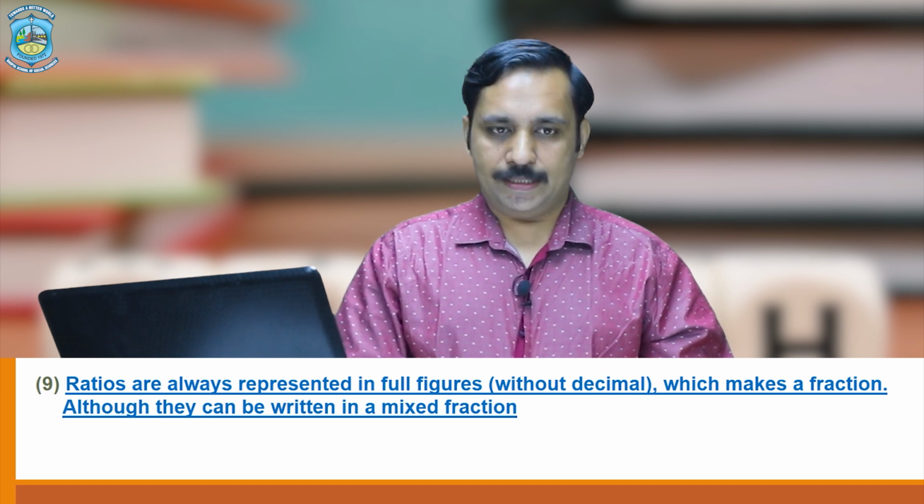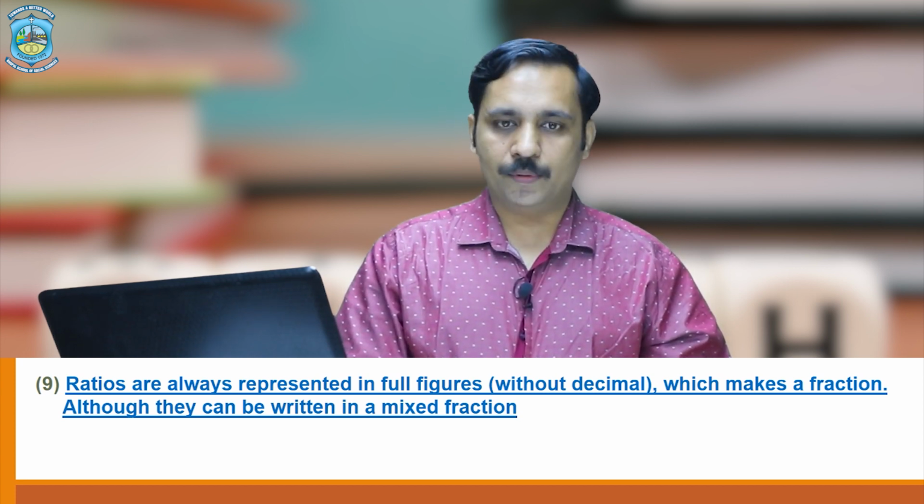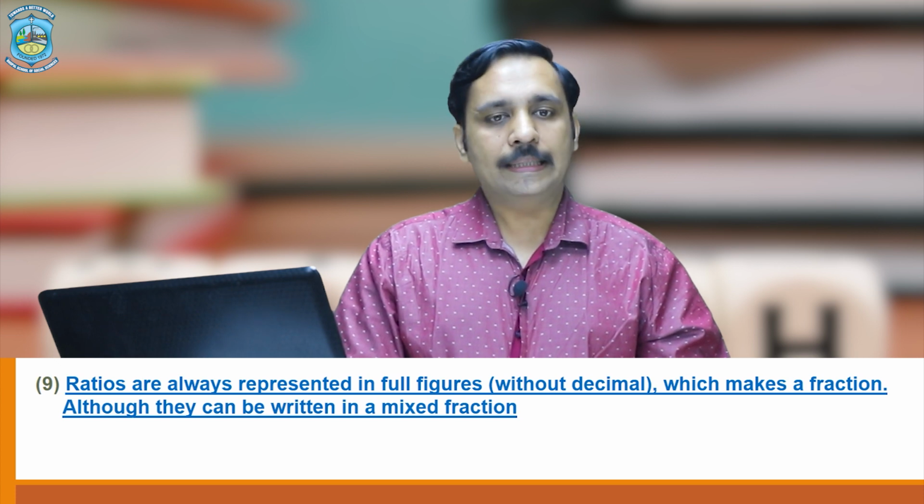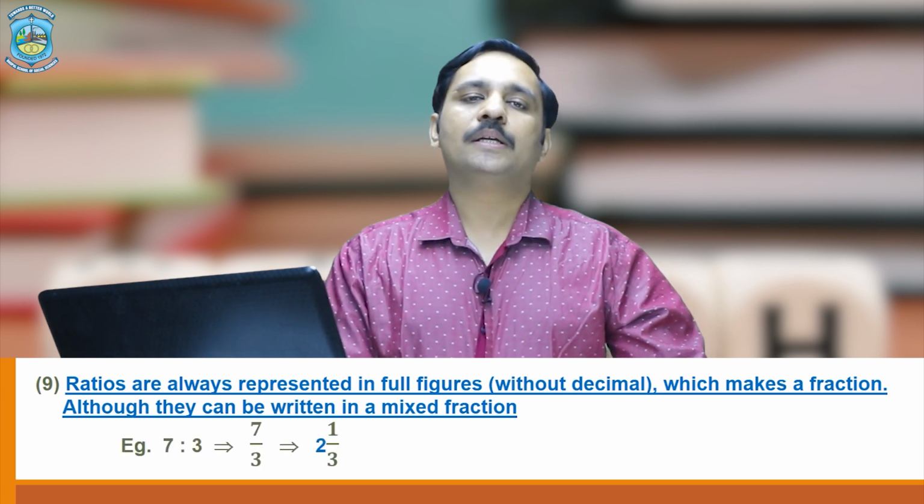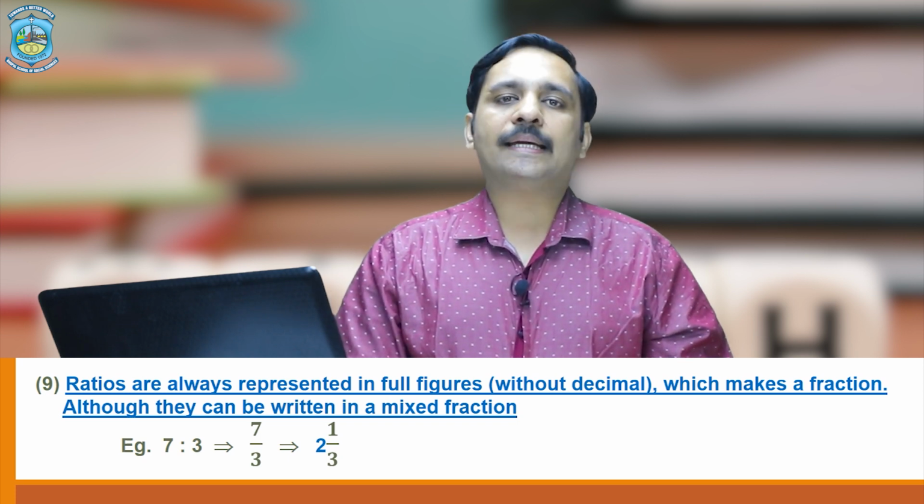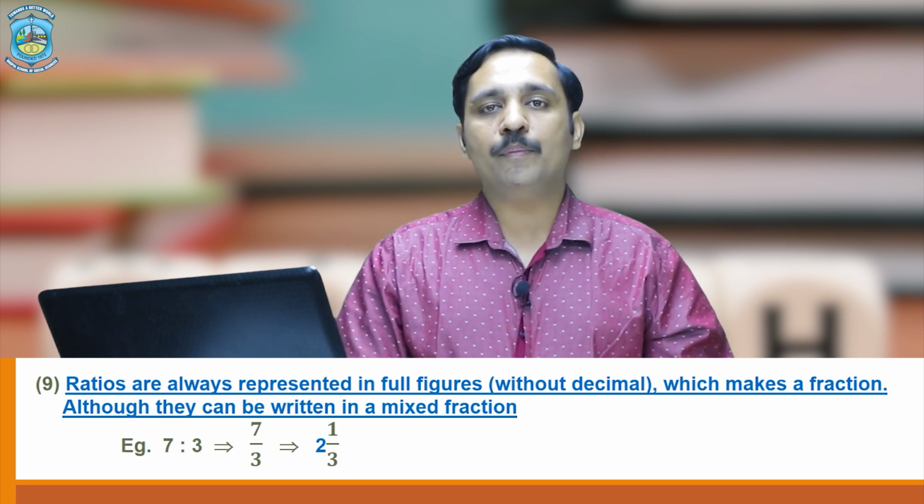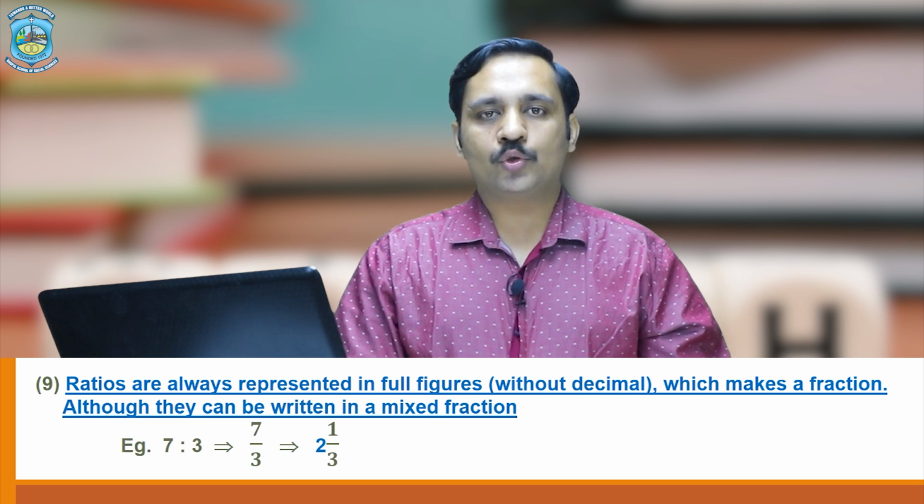Ratios are always represented in full figures without decimals, which makes a fraction, although they can be written in a mixed fraction form. For example, we have 7 is to 3. I can write it as 7 by 3, or in mixed fraction, I can write it as 2 1 upon 3.